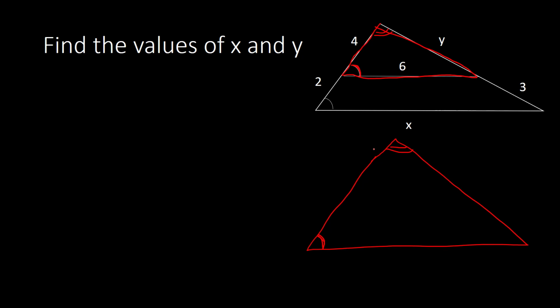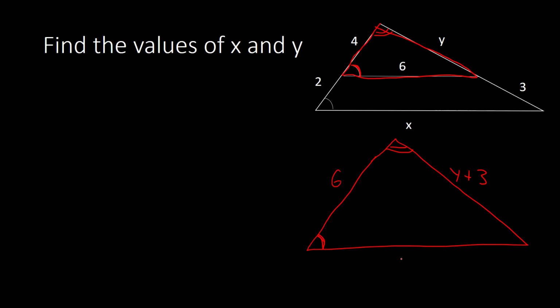Now with similar triangles, as we learned, we can find unknown values by looking now at the scale factor. So we have 4 is the length of the left side of the small triangle, and then the left side of the big triangle would be 4 plus this other 2, which gives me 6. And then we have y for the length of the small triangle, and then for the big triangle, this length over here would be y plus 3.